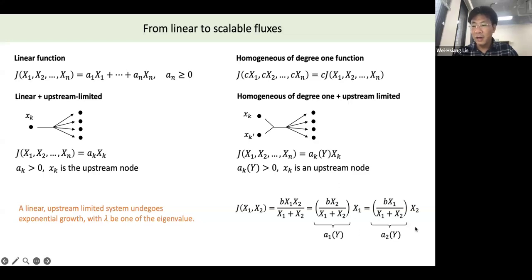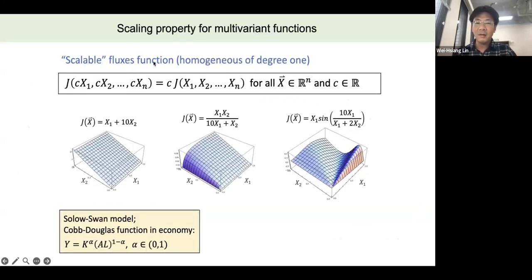But the same function I can also rewrite in terms of another prefactor and x2, which means this flux is limited by both x1 and x2. And this function still scales with the system. This is what I call a scalable flux. In the following, scalable flux will mean homogeneous of degree 1 plus upstream limited. There are many scalable flux functions, including all the linear functions and many nonlinear functions, such as sigmoidal functions. It can even have oscillatory functions. And in economics, it also happens in the Solow-Swan model and the Cobb-Douglas function, if you are familiar with economics.